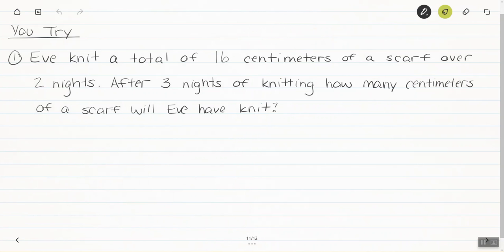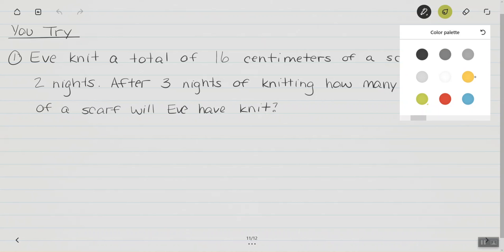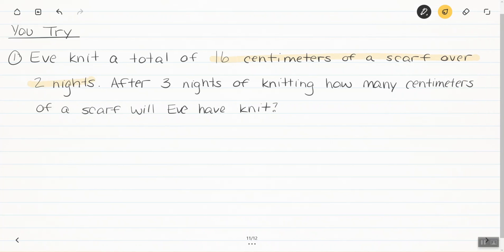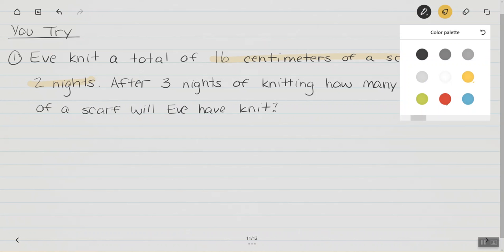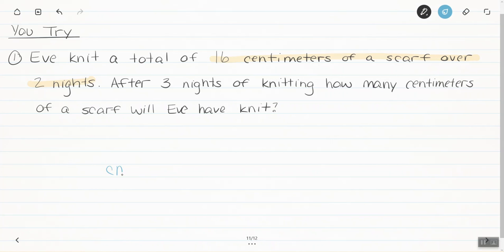So it says Eve knit a total of 16 centimeters of a scarf over 2 nights. After 3 nights of knitting, how many centimeters of a scarf will Eve have knit? So looking at this problem and highlighting the first ratio, she knit 16 centimeters of a scarf over 2 nights. So I know that I am comparing centimeters to nights. And it's telling me she did 16 centimeters in 2 nights. Now I'm going to continue reading the problem.